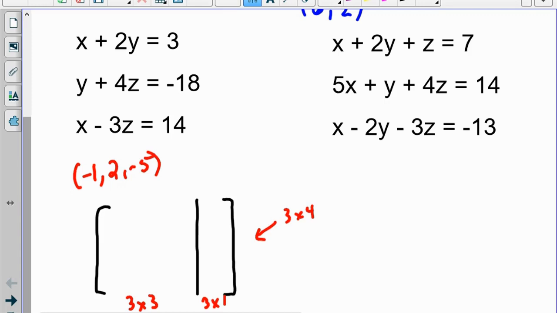I write the coefficients. So all the x's go on the left, all the y's in the middle, all the z's on the right. So 1, 2, 0. It is important to put zeros for things that are missing. So 1, 2, 0, and then I have 3 as my quote unquote answer. 0, 1, 4, negative 18, and 1, 0, negative 3, 14. So if I take that and I type it in the calculator, I should end up getting negative 1, 2, negative 5 when I'm done.